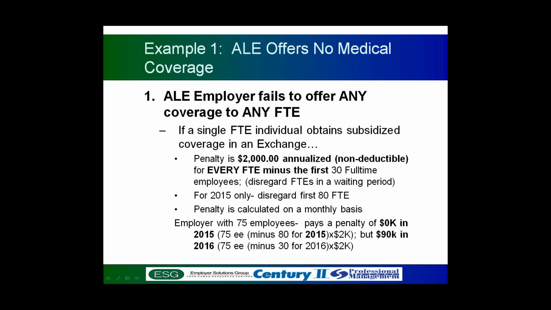But in the year of 2016, you take that same 75 employees, subtract the first 30, and again, this is a company that is not offering benefits, multiply that times the $2,000 per each employee, and they would trigger a $90,000 penalty for 2016. Those penalties are calculated on a monthly basis. So they account for new hires that may be in a wait period or employees that may come and go throughout the course of the year.